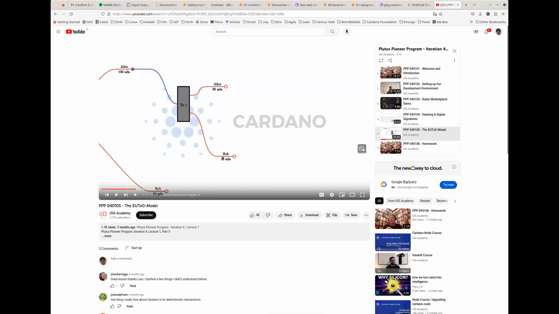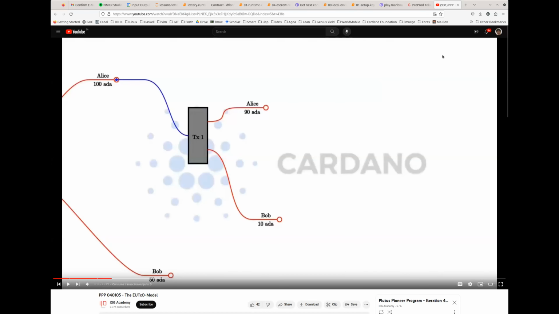Anyway, in the first lecture of the Plutus Pioneer program, I explained the UTXO model, and I'm very proud of the graphics I created for that. So I just want to reuse that now. Right, let me just.